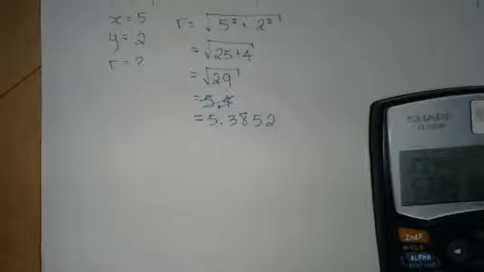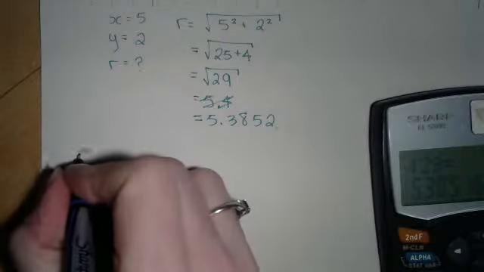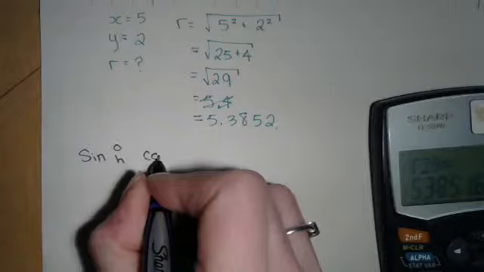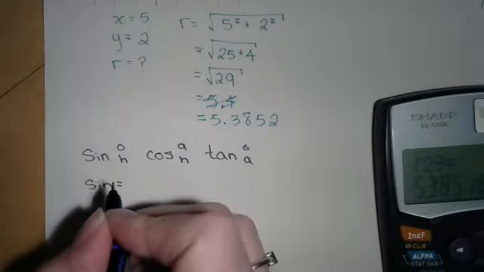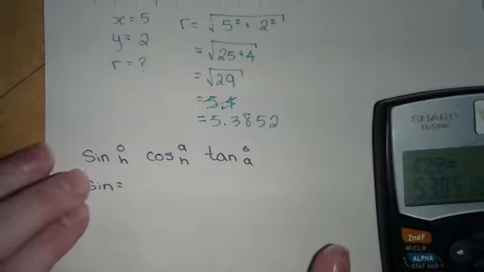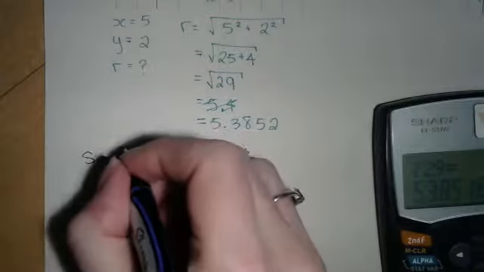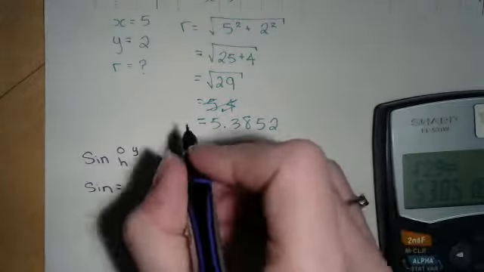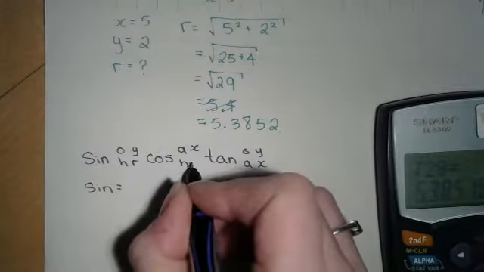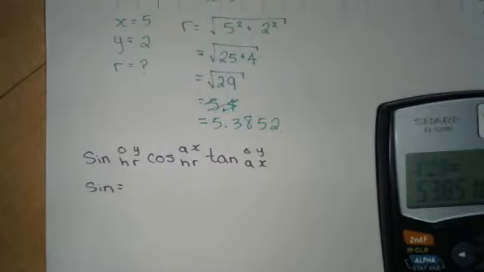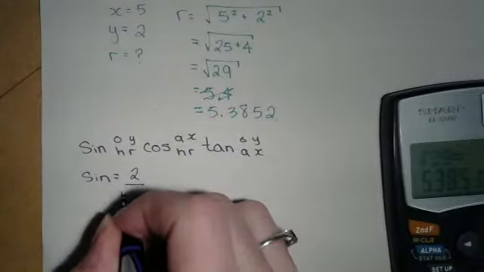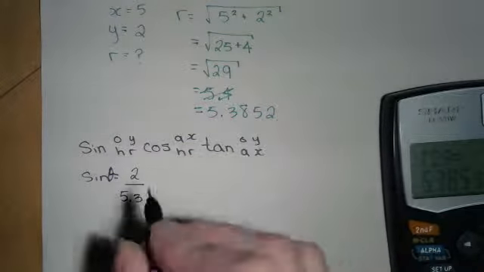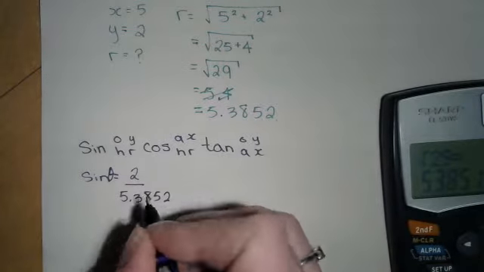So now that we know what r is, we can calculate our trig ratios: sine, cosine, and tangent. Sine is opposite over hypotenuse, but the other way of writing it now is that the opposite value is always the y, the adjacent is always the x, and the hypotenuse is always this r value. So that's our new way of writing it, using the Cartesian plane. Sine of theta is equal to y over r, y is 2, r is 5.3852.